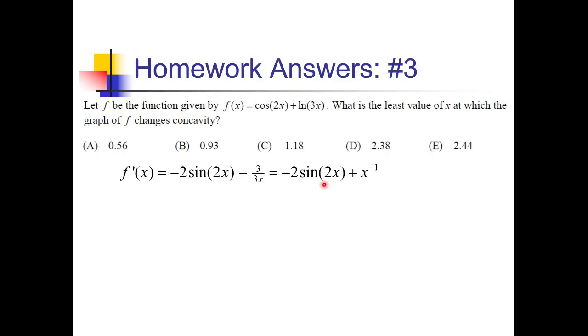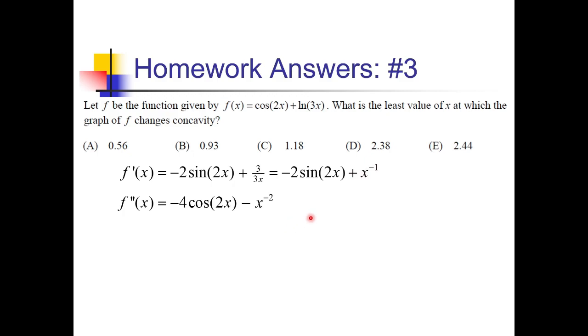All right, so taking another derivative: the derivative of negative 2 sine of something would be negative 2 cosine of something, but then we have to multiply by the derivative of 2x, which is 2. So that's going to be negative 4 cosine of 2x for that first piece. And then the derivative of x to the negative 1, we're going to have negative x to the negative 2.